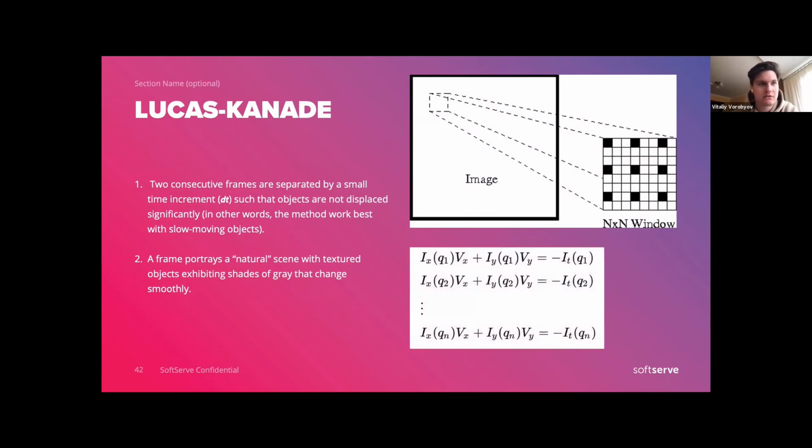This may be represented as on the image here, where Q1, Q2, Qn, and so on denote the pixels inside the window, which is in our situation n equals 9 because we have a 3x3 window. And intensity over x, intensity over y, and over t denote the partial derivatives of the image with respect to position x, y, and also time t for pixel qi at the current time. So here, this is just the optical flow equation that we described earlier for each of the n pixels which we have in our window.